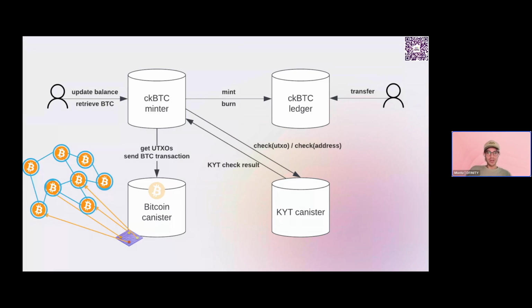We talked about that one already. This is used by the ckBTC minter to get UTXOs and also to send signed Bitcoin transactions. Then there's a KYT canister. This is used to make sure the minter only has clean UTXOs and interacts with clean addresses. And one thing that's not shown here is the management canister, which is used to sign the necessary Bitcoin transactions with threshold ECDSA signatures.